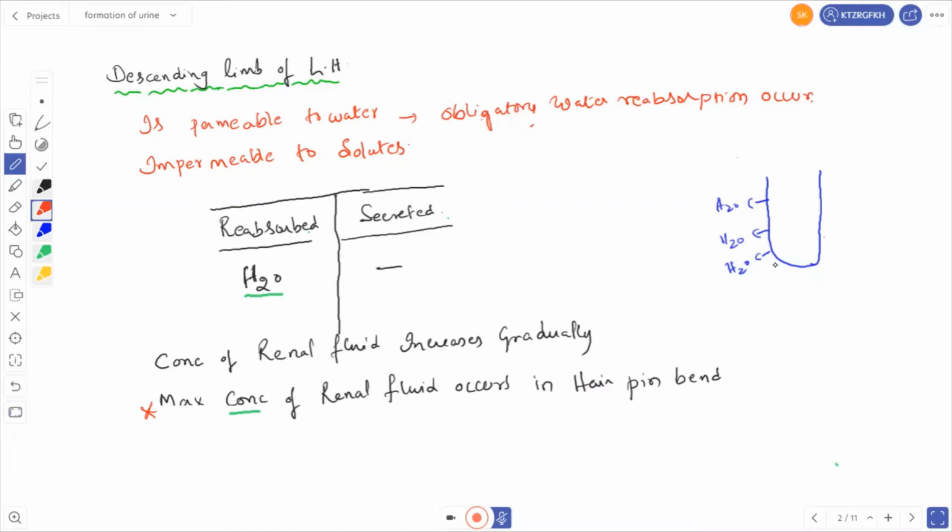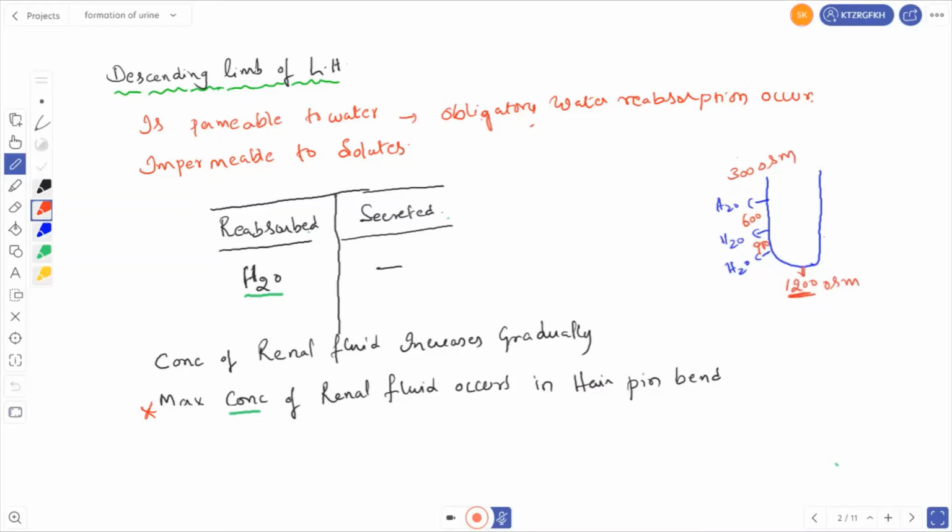If the water is removed from the descending limb, the concentration of the renal fluid increases maximum from 300 osmoles to 1200 osmoles. Maximum concentration occurs at the hairpin bend. This is the hairpin bend. When the water is moving outside, the osmolarity is increasing like this. Osmolarity is increasing from where to where? From 300 osmoles to 1200 osmoles. Then where is the maximum concentration occurring? The maximum concentration of renal fluid occurs in the hairpin bend.